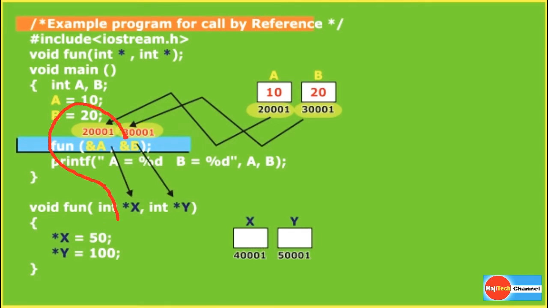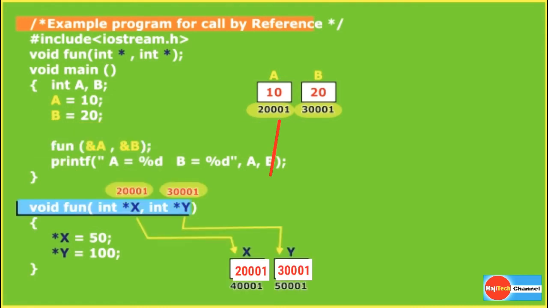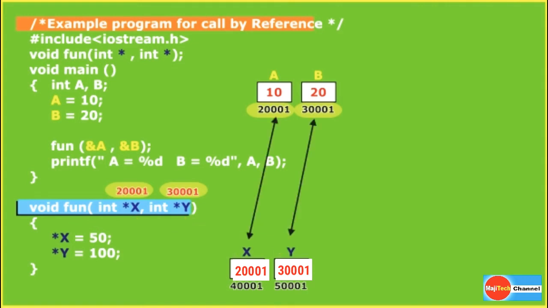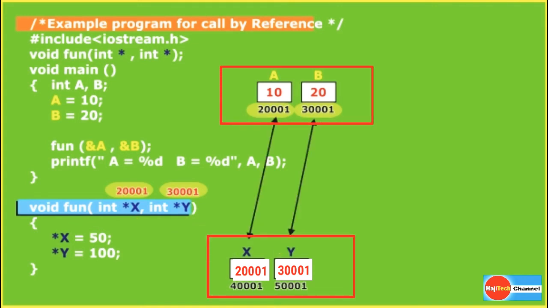The addresses of actual arguments a and b, that is 2001 and 3001, are copied to formal arguments x and y. x and y should be pointer variables because we are transferring addresses. An address is always collected in a pointer. a, b and x, y are associated with each other.